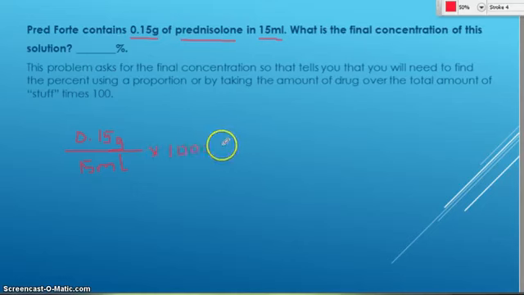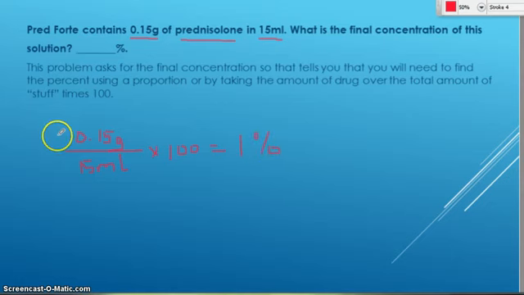So we put this in our calculator. 0.15 divided by 15. Go ahead and hit your equals button, then do your times 100. When you do that, you will find that the strength of this solution is 1%. So this is a 1% solution. That is the concentration.